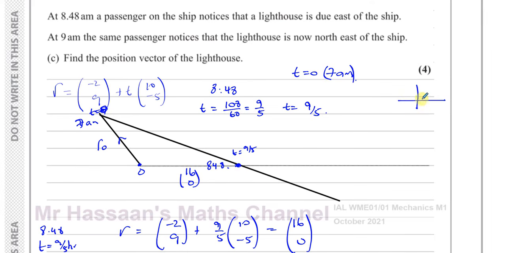Now, northeast is this direction here. There's north, there's east. Northeast means exactly 45 degrees, like on a bearing of 45 degrees, halfway between north and east. So if we can draw a line, say the ship was here at t equals 2.